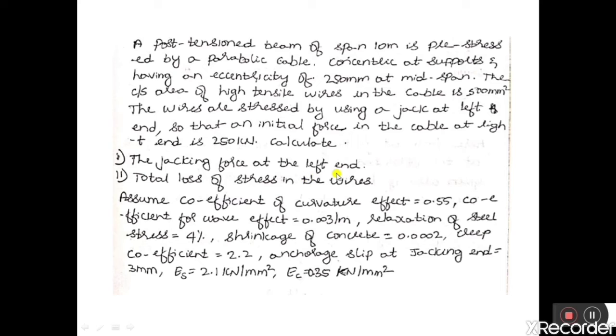We need to calculate the initial pre-stressing force at the left end. They have also given the details for shrinkage of concrete, creep of concrete, and the amount of anchorage slip. They have given the coefficient of frictional values, etc. So for this we should calculate the force at the jacking end and the losses in the wires. And in the question we should note that the cross section of the beam is not given.